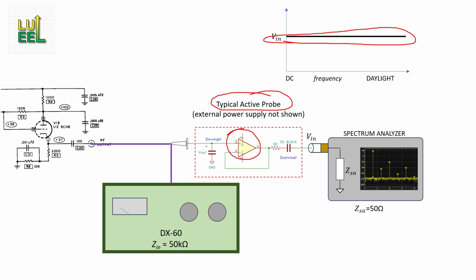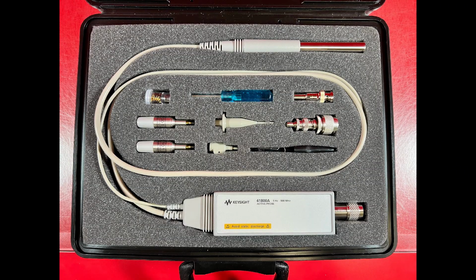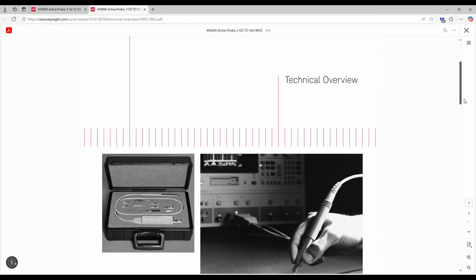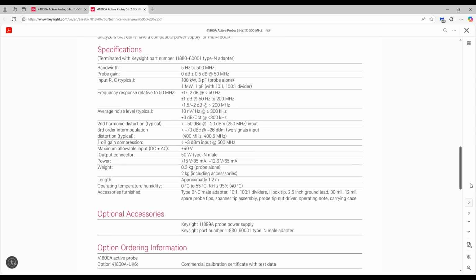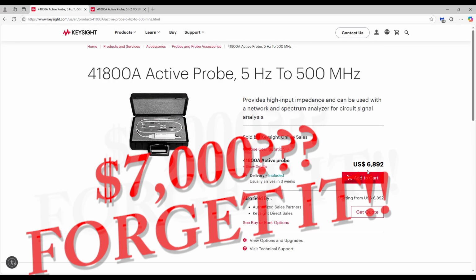The high bandwidth mostly comes from having extremely low input capacitance, something on the order of a picofarad or even less. And of course block DC from appearing at the output so we don't harm a typical SA. Now, not surprisingly, active probes with all of these nice features do not come cheap. For example, here's this really nice Keysight 41800A, which features a bandwidth up to 500 MHz, a megohm input impedance with only 1.5 picofarads of capacitance, and a really flat frequency response. It also features a whopper of a price. Brace yourselves, almost $7,000 new.